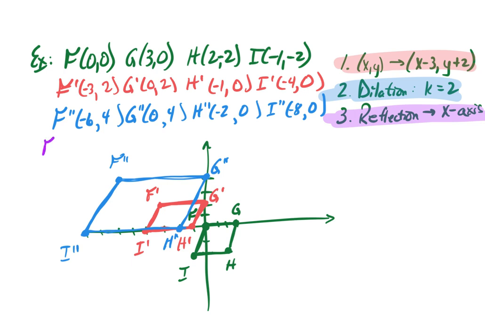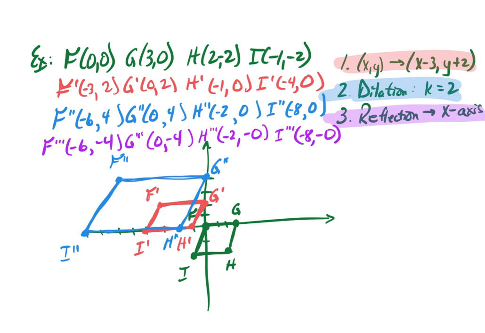And then finally, in purple, we're going to find the new locations after we do a reflection about the x-axis. So when we reflect something about the x-axis, the rule is all of the x's stay the same. So the negative 6 stays the same, 0 stays the same, negative 2 stays the same, negative 8 stays the same. All of the x's stay the same, and we have to take the opposite of the y's. So the opposite of 4, the opposite of 4, the opposite of 0, the opposite of 0.